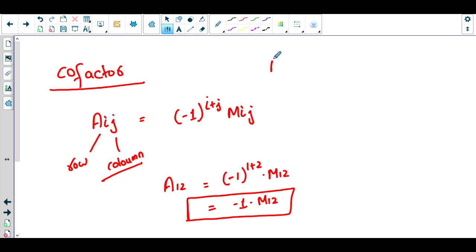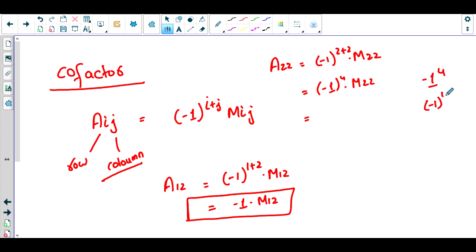If you want to find A22, it will be (-1)^(2+2) into M22. So (-1) power 4 M22. Negative one to an even power, like 4, will be positive. Whenever you want to check it, don't write on the calculator like -1 power 4, because in this case it will only take 4 times 1, not minus. So it should always be (-1) raised to power 4. So you will get M22. This is the cofactor of A22.